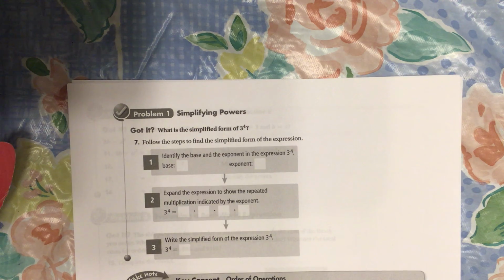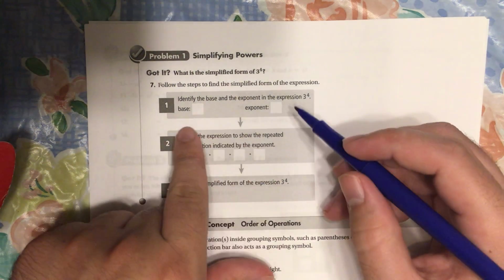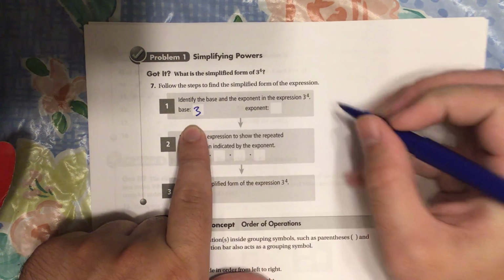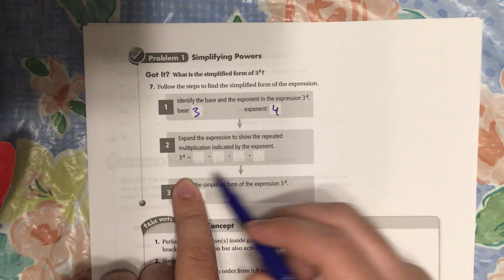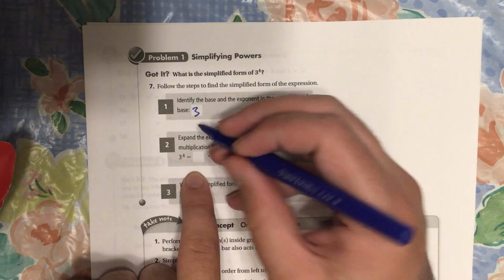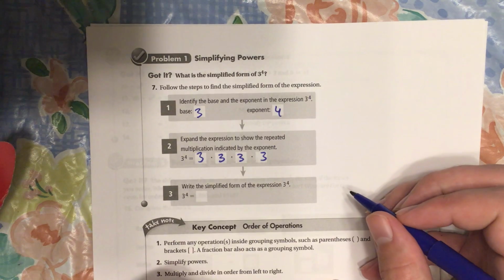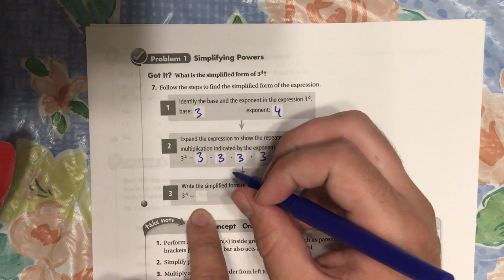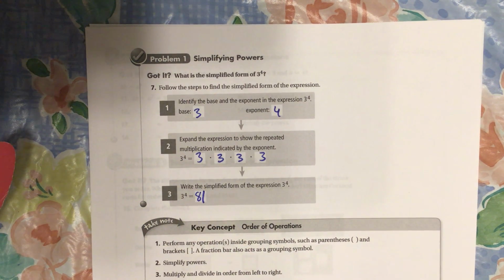Okay, simplifying powers. So follow the steps. Identify the base and exponent of 3 to the 4th. So the base is 3, exponent is 4. If you remember how exponents work, 3 to the 4th literally means 3 times 3 times 3 times 3. I recommend using a calculator at this point, but you should get 81 when you plug that into a calculator. Okay? So scrolling down a little bit.